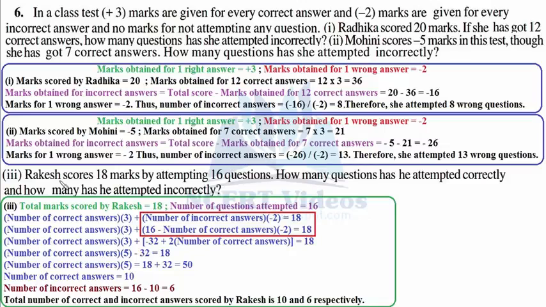Now third, Rakesh scores 18 marks by attempting 16 questions. So total marks scored by Rakesh are 18 when he attempts 16 questions. So we wrote that down. Now how many questions has he attempted correctly and how many has he attempted incorrectly? So now in this case we have to find the questions again. So how can we do it? We don't know the number of correct answers. So we'll take it as either X or you just write it here. So number of correct answers into 3. This will give you marks of correct, but you don't know how many are those.